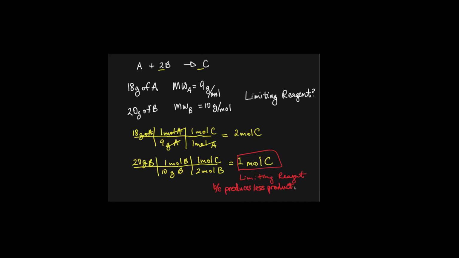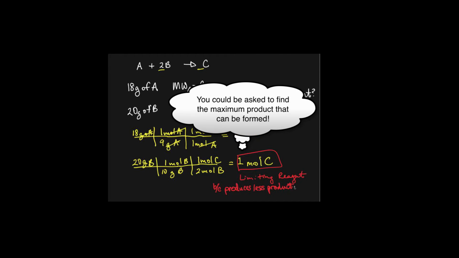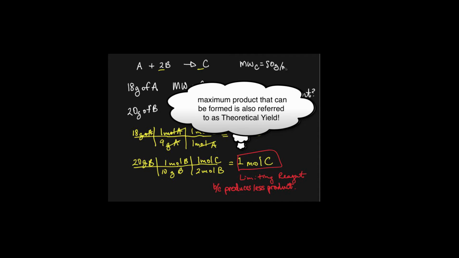They could say, if the molar mass of C is some number, what is it? So let's say I told you that the molecular weight of C is 50 grams per mole. What is the theoretical yield? Something else you could have been asked on these types of questions. And the way you find that out is you just go one step further, okay?